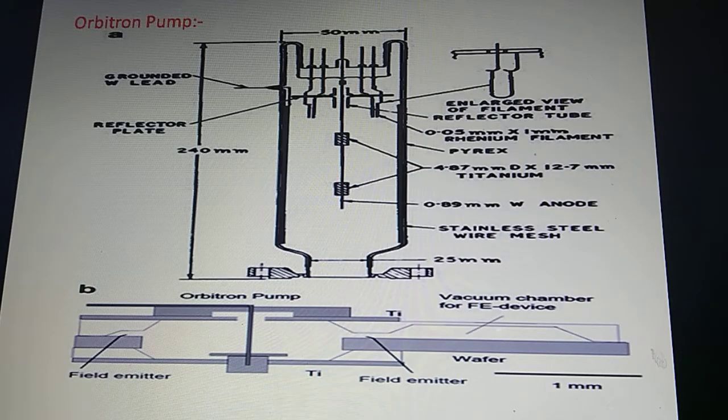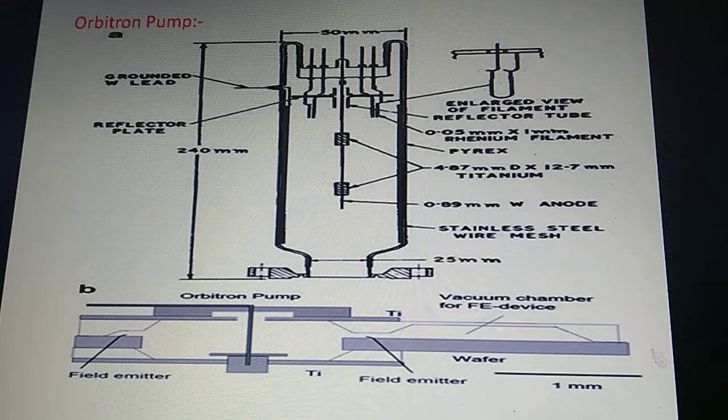Hey, good morning, student. So, in the last video, we covered at least three different kinds of pumps: the turbomolecular pump, then the sputter ion pump, and the suction pump, isn't it? So today we are going to study the last kind of pump in this module.